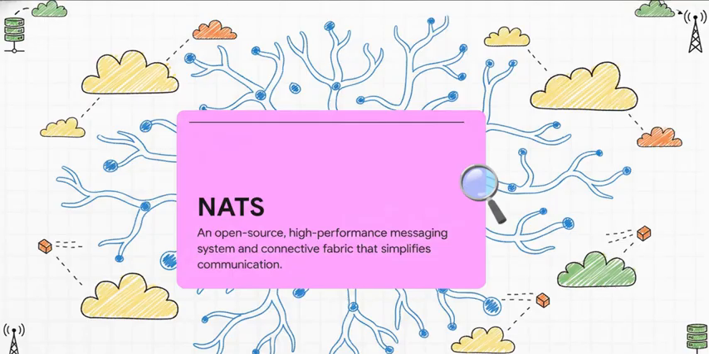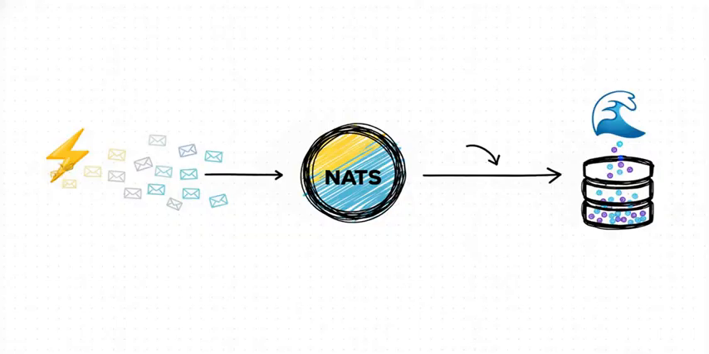I think the best way to think about NATS is like the central nervous system for all of your applications. It's an open-source messaging system that's built for speed, but its real job is just to simplify how everything communicates. And we're not just talking about a couple of services in one data center. We're talking about a flexible network that can handle huge global challenges, from multi-cloud setups all the way out to the edge.